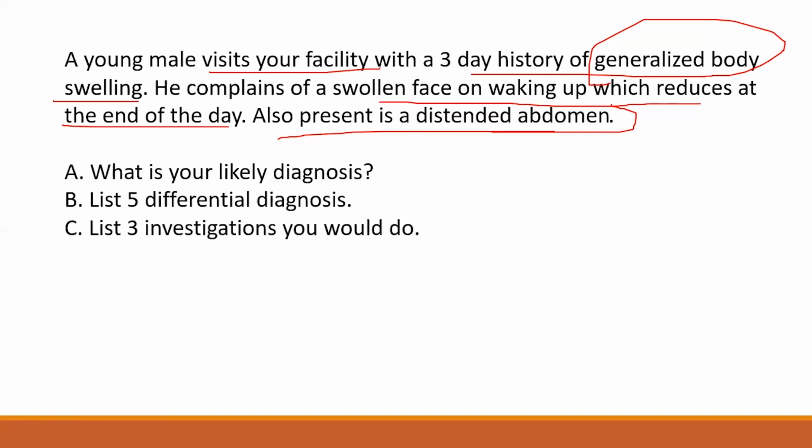What investigations will you do? Of course, this is more likely to be a nephrotic syndrome or chronic kidney injury, so be more specific to these areas. Definitely you have to do a urine analysis or urine dipstick. And what are you looking out for? Protein. In nephrotic syndrome, you're going to have a lot of protein in the urine.